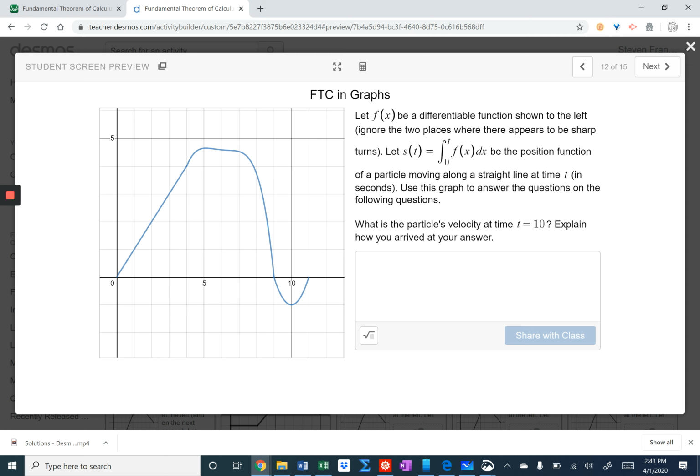Now, I decided to give you a graph that's a little more interesting, perhaps. And so we'll give this one a shot. So we have: let f be a differentiable function shown to the left.